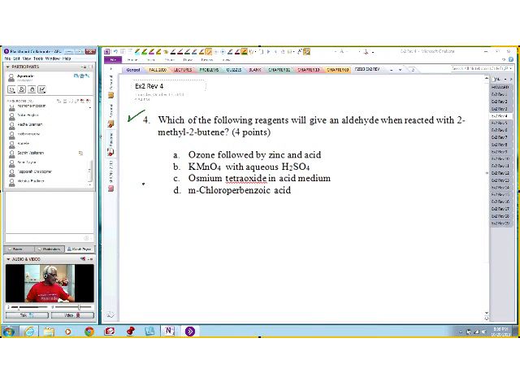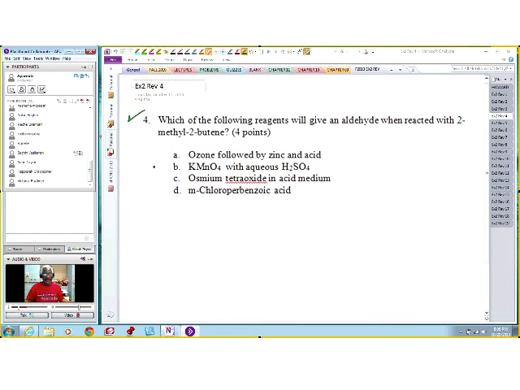Okay, Danutika, can you go ahead and read this question for us? Question number 4. Which of the following reagents will give an aldehyde when reacted with 2-methyl-2-butene? Okay, thank you. Very good.